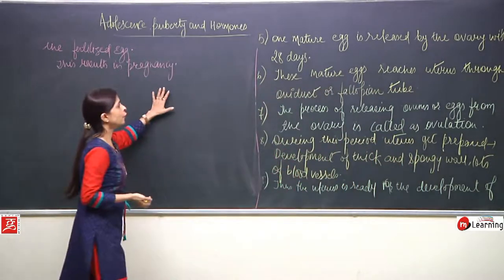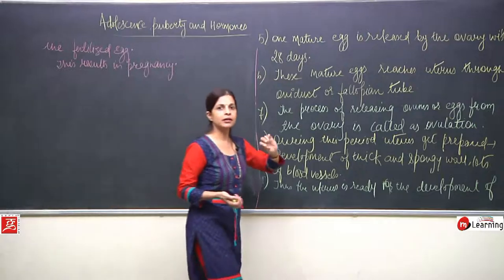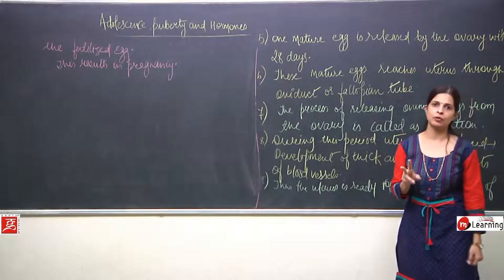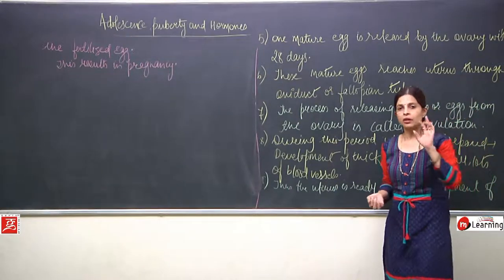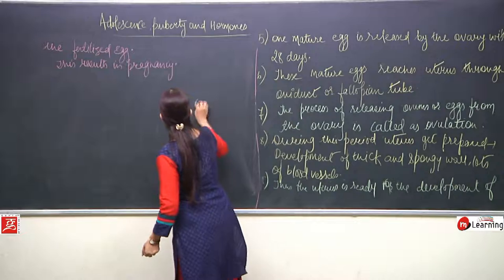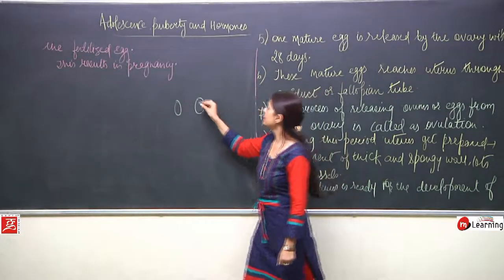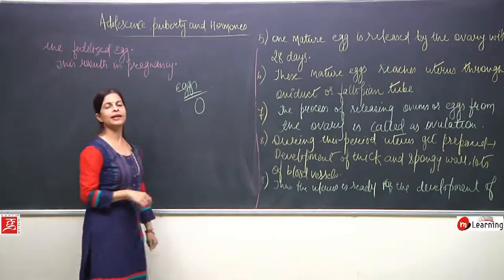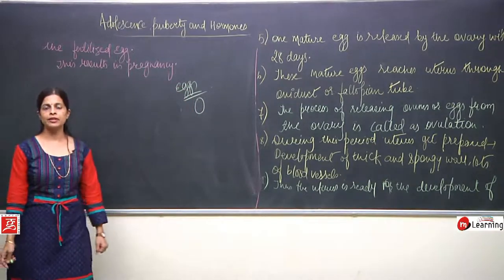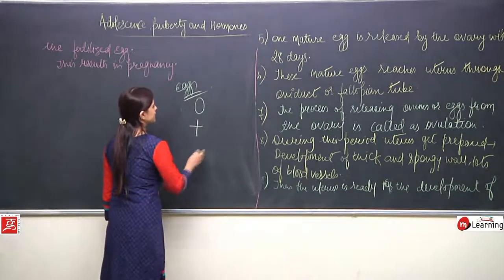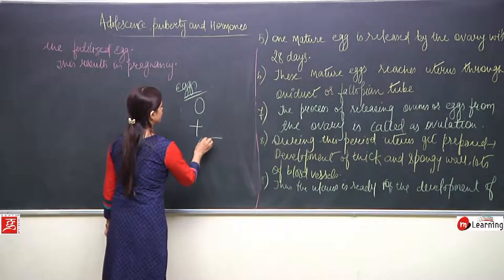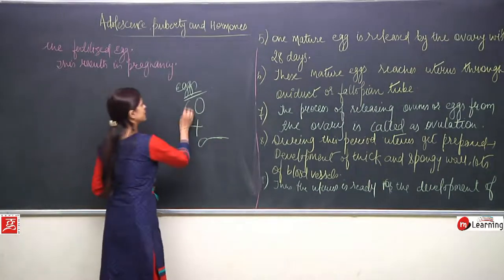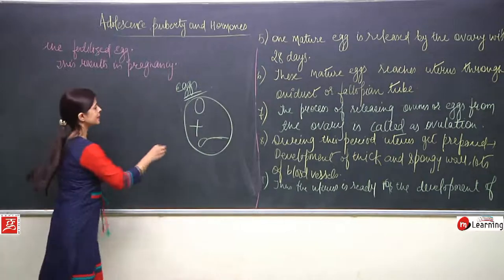So what is happening, children, when the ovaries are releasing mature eggs? Two conditions are possible, in the simplest form. Take the example of only one egg released by the ovaries. If the fertilization takes place, that means it comes in contact with the sperm, the zygote will be formed.